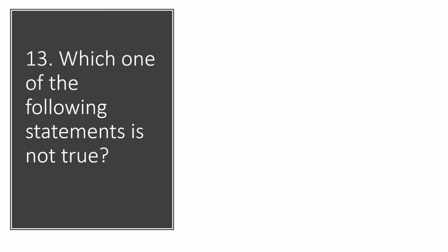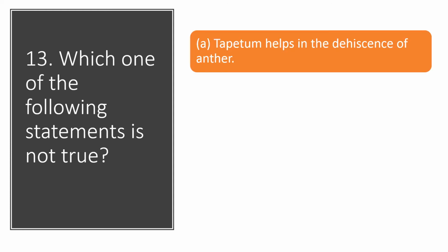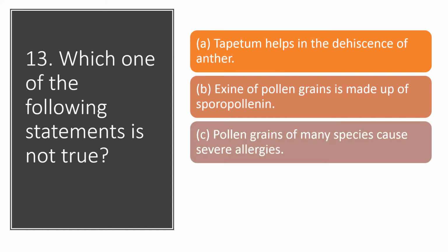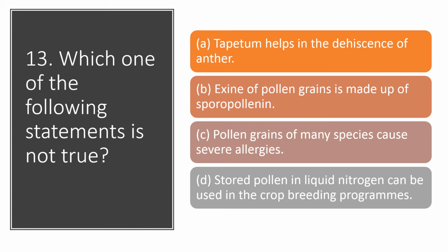Coming to the 13th question, which one of the following statements is not true? A, Tapetum helps in the dehiscence of anther. B, Exine of pollen grain is made up of sporopollenin. C, Pollen grains of many species cause severe allergies. D, Stored pollen in liquid nitrogen can be used in crop breeding programs. Look at the first option. Tapetum helps in the dehiscence of anther.